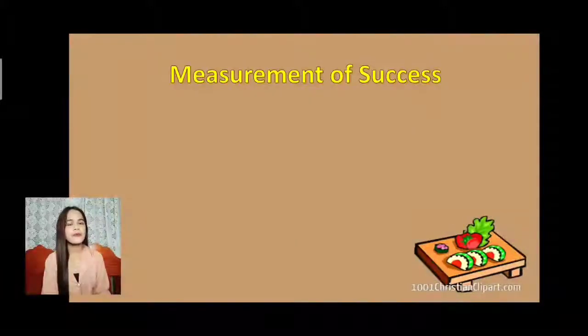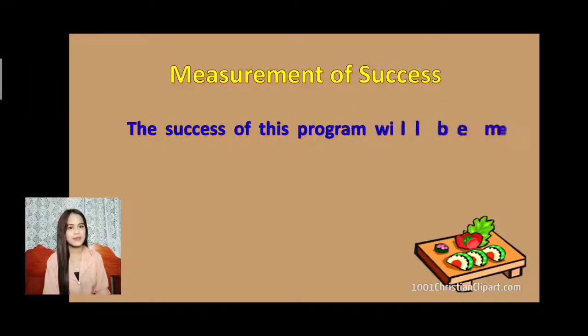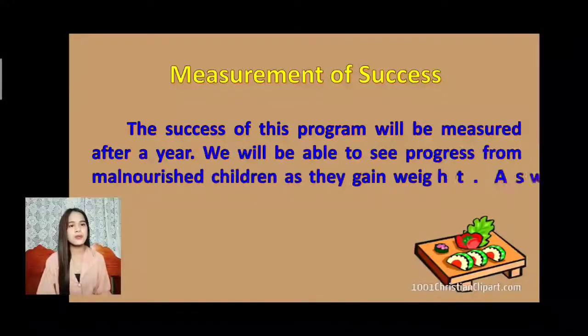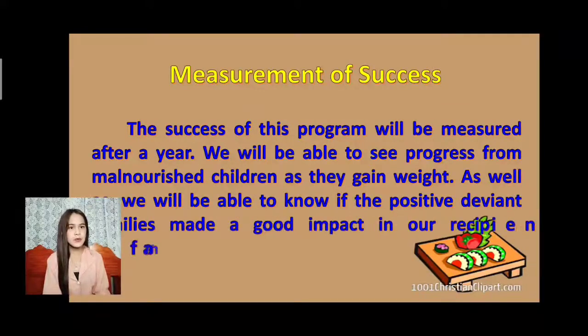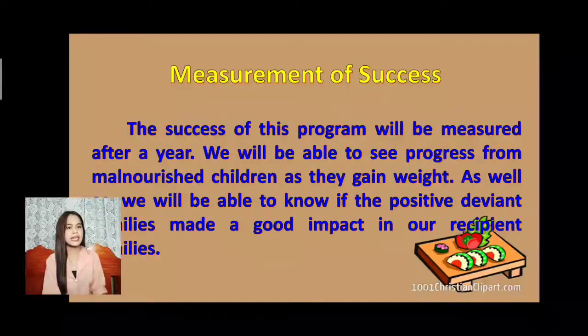And lastly, we have the measurement of success. Now, how can this program be considered a success? The success of this program will be measured after a year. We will be able to see progress from malnourished children as they gain weight, as well as know if the positive deviant families made a good impact on our recipient families.